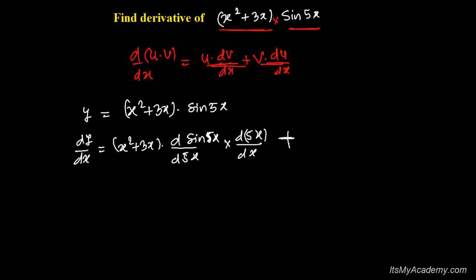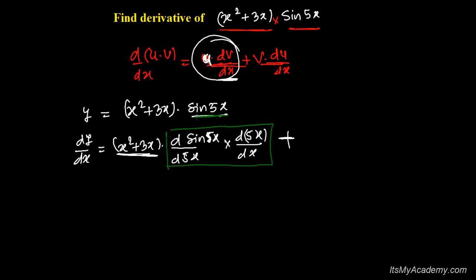So the first step we have finished: the first function times the derivative of the second function. This part is actually the derivative of sine 5x. Now we write the second function, sine 5x, times the derivative of the first function, x squared plus 3x, with respect to x. In an algebraic function with no power on the whole function, we differentiate with respect to the main variable, which here is x.